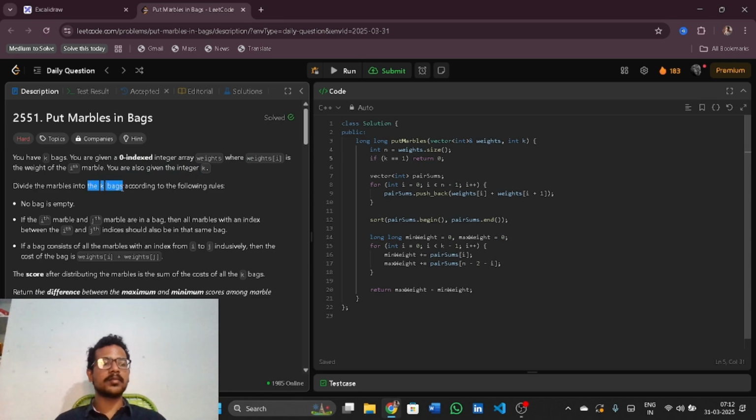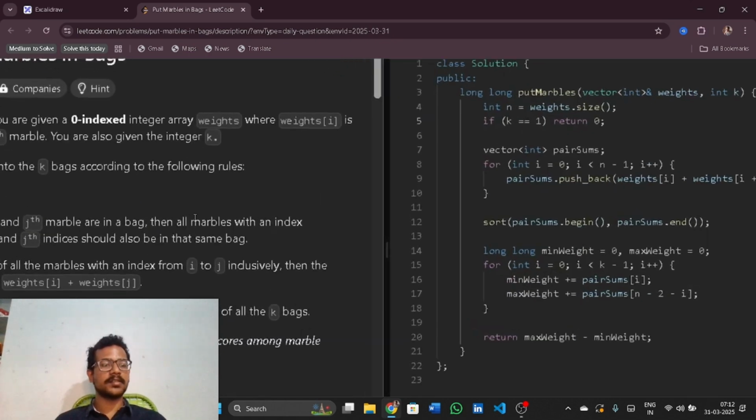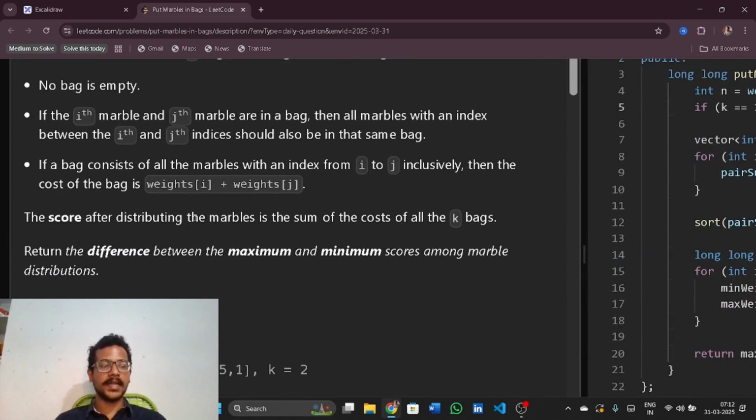So divide the marbles into k bags according to the following rules. No bag is empty. If the ith marble and jth marble are in a bag, then all the marbles with an index between the ith and jth indices should also be in that same bag. If a bag consists of all the marbles with an index from i to j inclusively, then the cost of the bag is weights[i] plus weights[j].